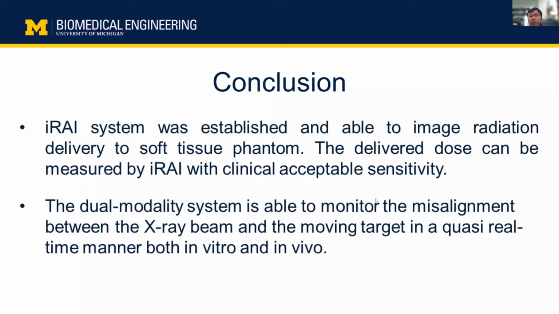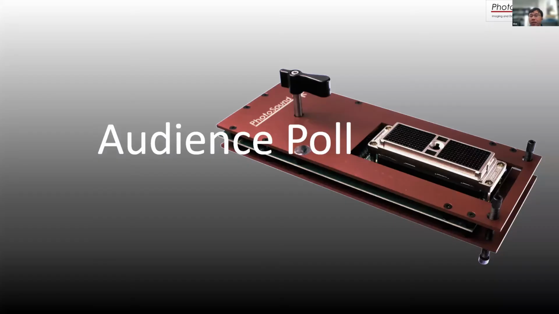So in conclusion, the iRAI system was established and is able to image radiation delivered to a soft tissue phantom, and the delivered dose can be measured by iRAI with a clinically acceptable sensitivity. Another thing is that the dual modality imaging system is able to monitor the misalignment between the X-ray beam and the moving target in a quasi real-time manner, both in vitro and in vivo. Okay, so that's what I want to talk about regarding our research. Thank you.